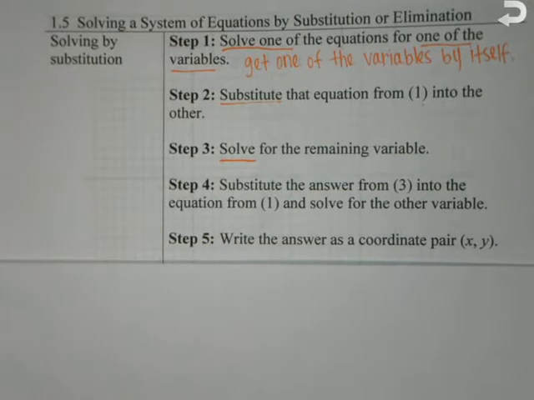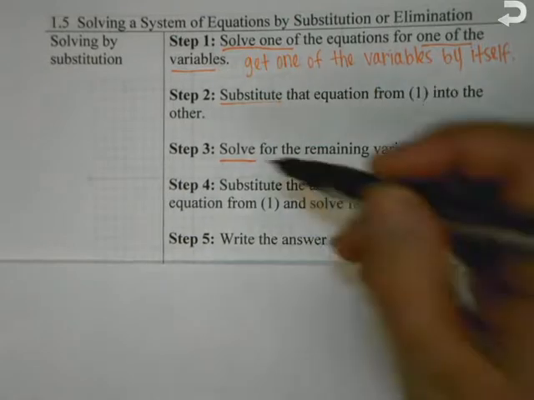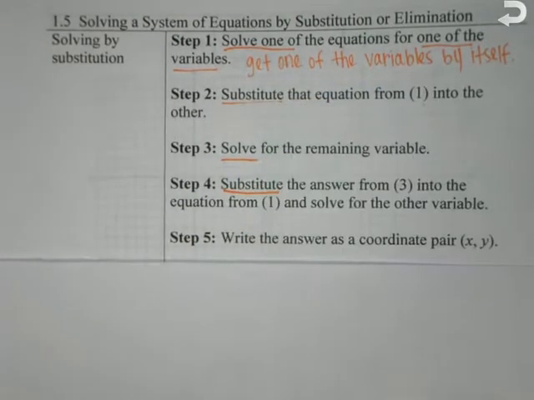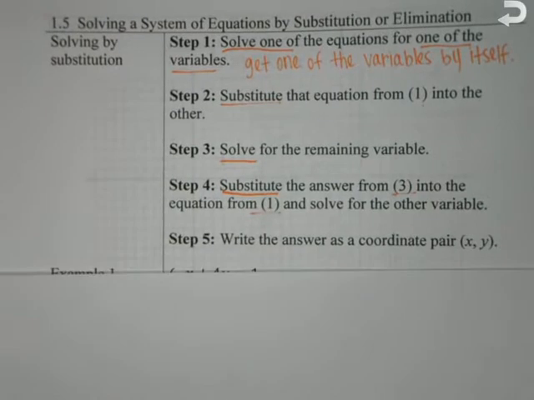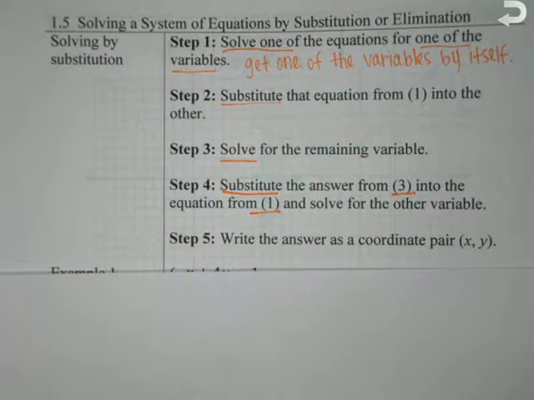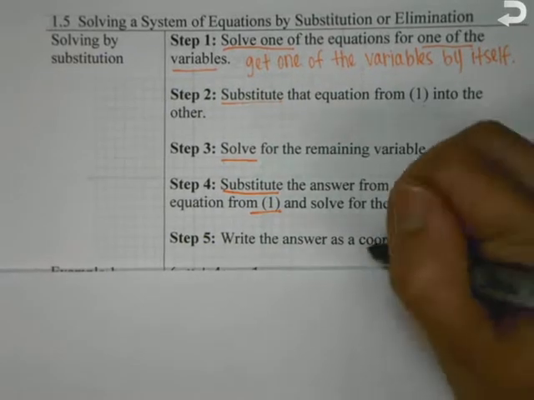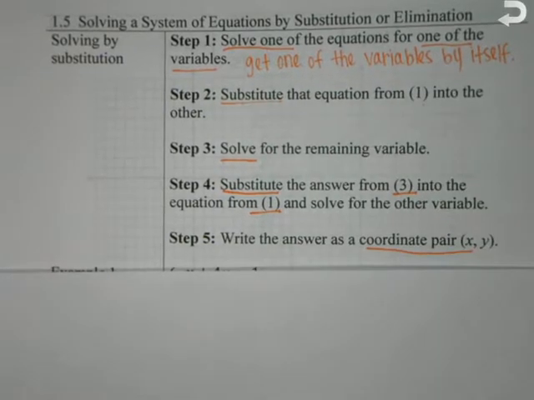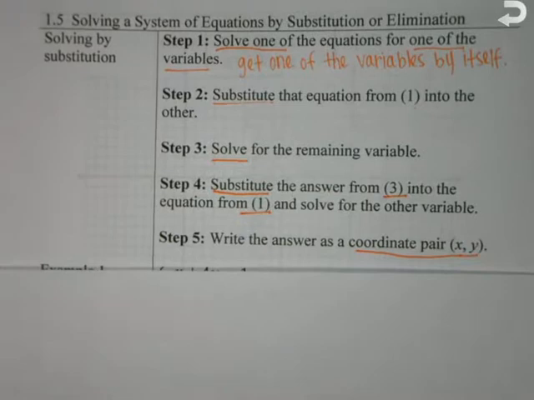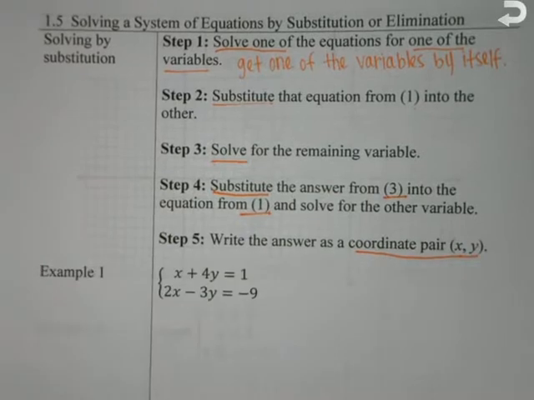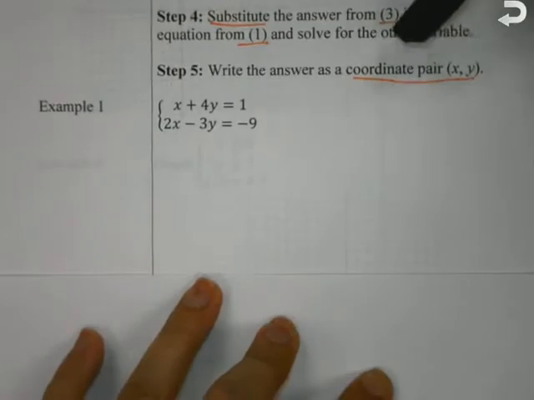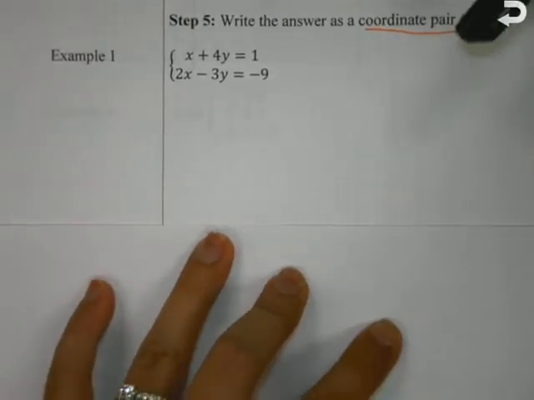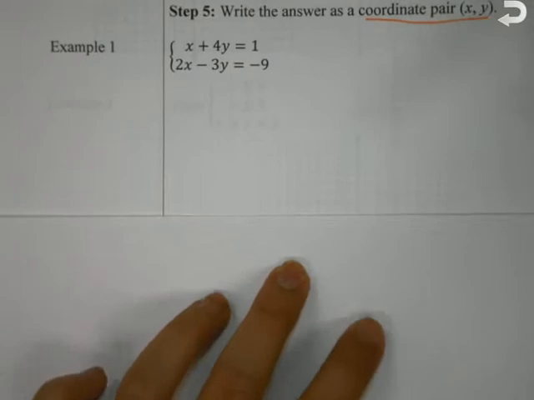Alright, we need an answer to the second one. So we're going to substitute your answer from part 3 back into 1 and solve for your other variable. So we do substitution twice actually. And then your answer should be a coordinate pair, x comma y. Okay? So let's do this in an example. Example 1.